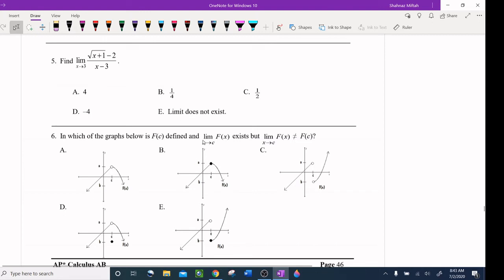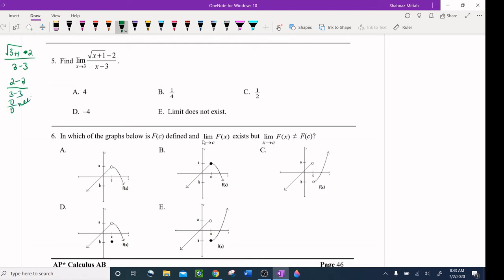Limit question again. The first thing first, plug in. So I'm going to plug in 3 here, and I'm going to plug it in here so I can do my questions there. Square root of 3 plus 1, plus 2 over 3 minus 3. So I got 4, and 4 is a perfect square, 2. Oh, that's a minus, sorry. 2 minus 2, and 3 minus 3 will give me 0 over 0.